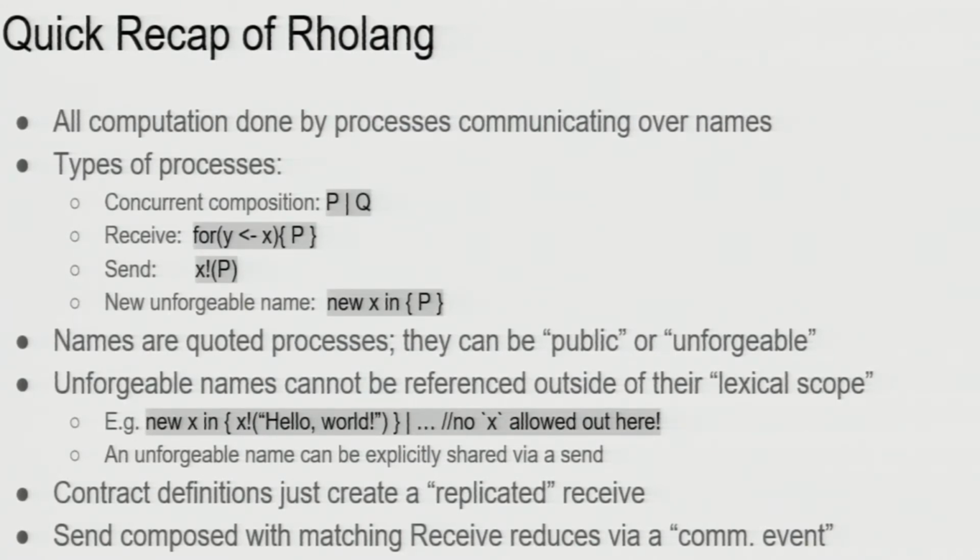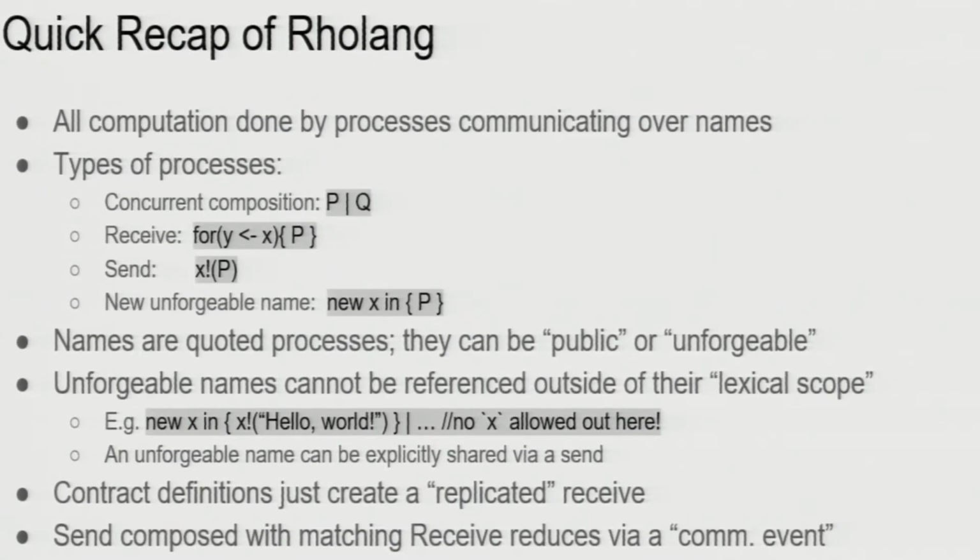And like I said, unforgeable names can't be referenced outside of their lexical scope. So in particular, what that means for us is that you can't reference an unforgeable name from off of the blockchain. It's not going to happen, but we'll tell you how to make it all work. You can send an unforgeable name by packaging it up and with a bang sending it across some name, right? So that is something you can do to share unforgeable names, even though you can never write one down. That'll be important, and we'll see how that works.